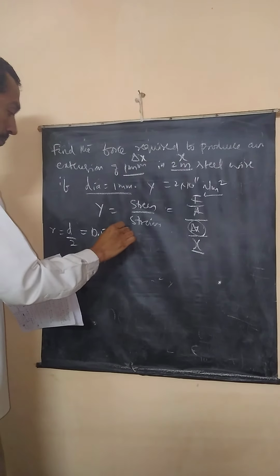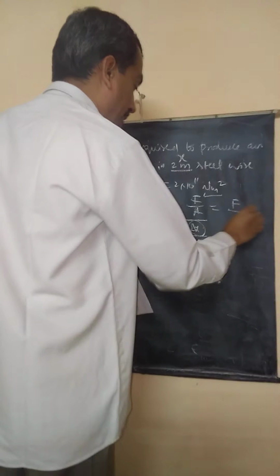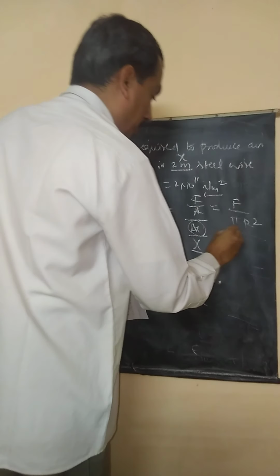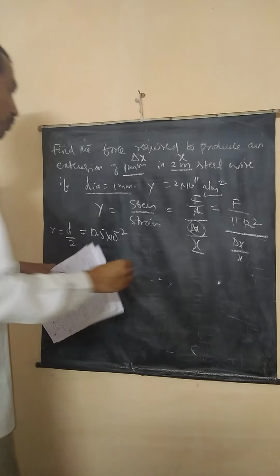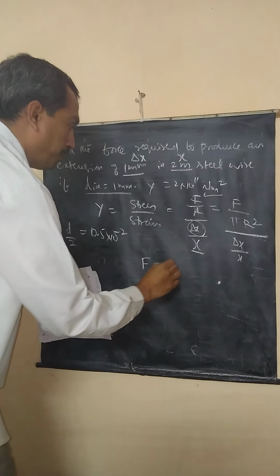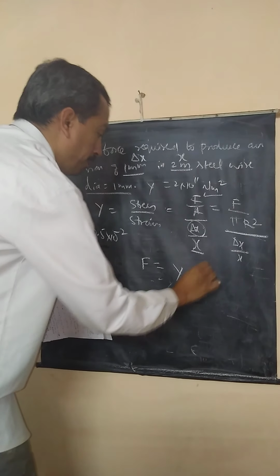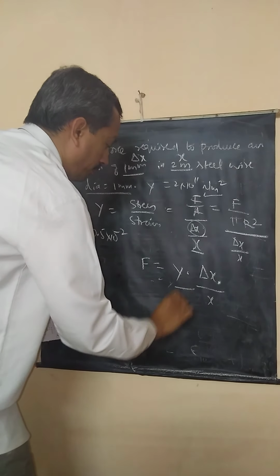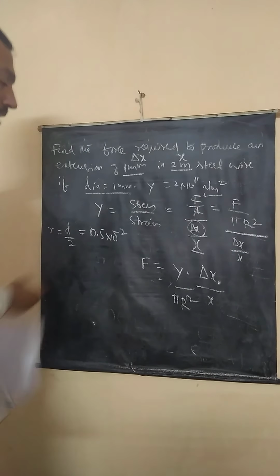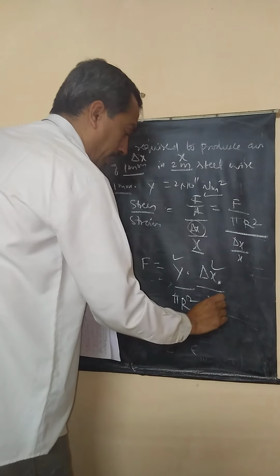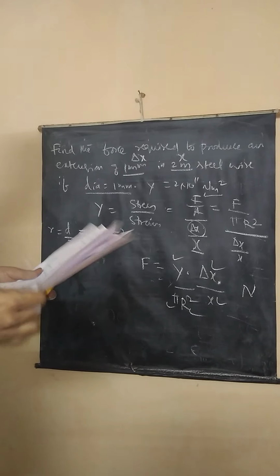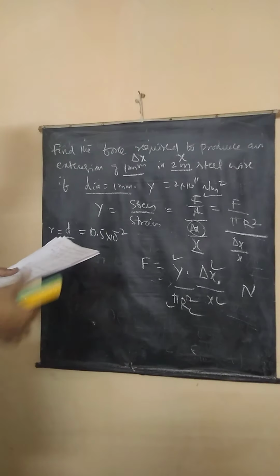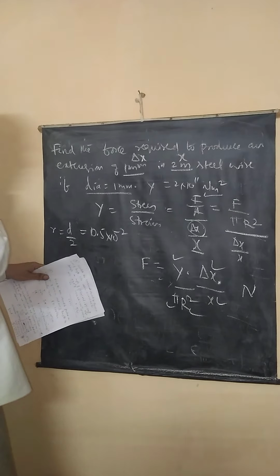So you have to take area as pi r square. F by pi r square, delta x by x. So force is asked. F is equal to Y into pi r square into delta x by x. Cross multiplication, realign. Y is given, delta x is given, x is given, pi, you know, r radius. So many newtons you have to substitute. Okay. So now we'll take another problem. This is on single cantilever. Is this clear?